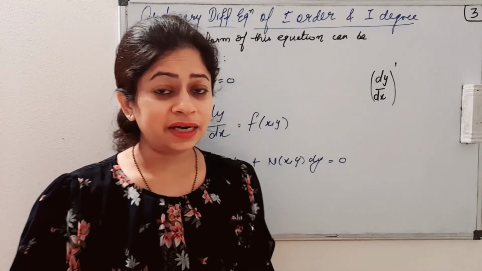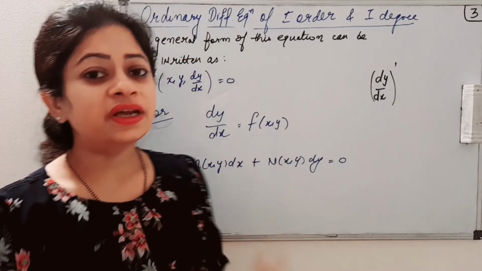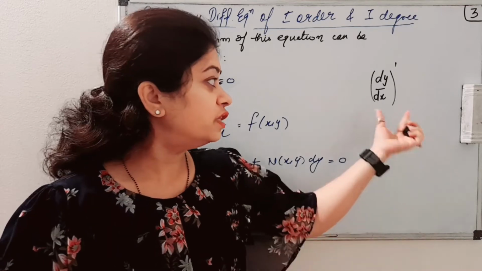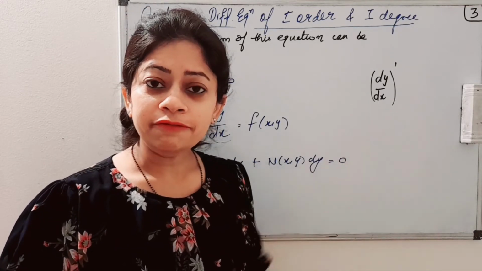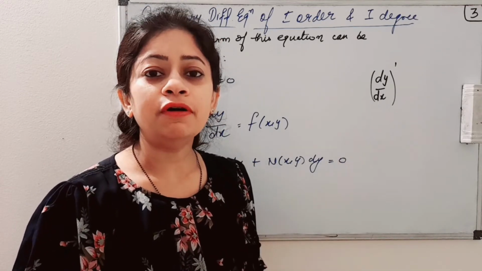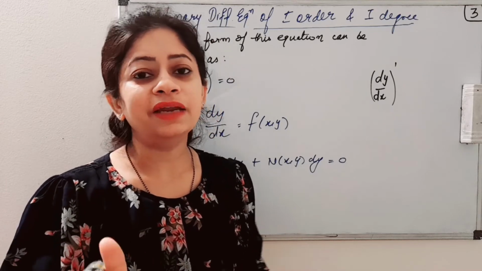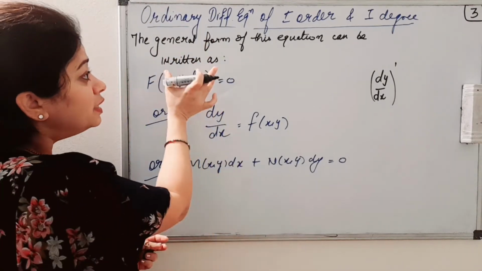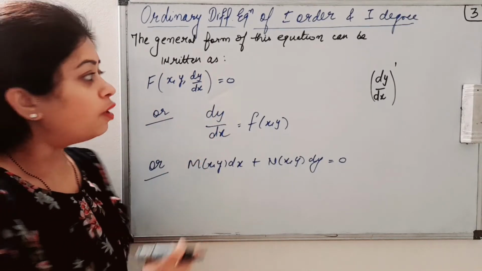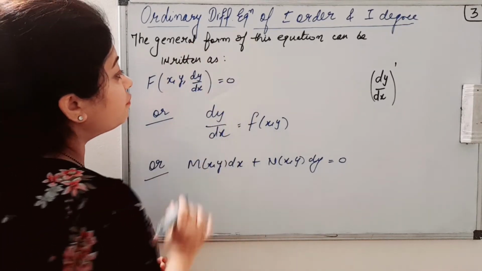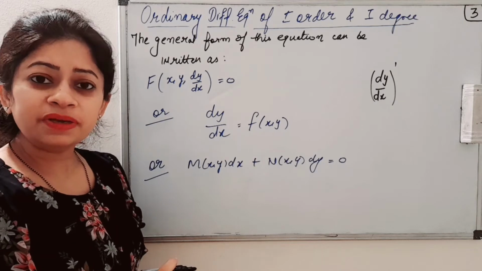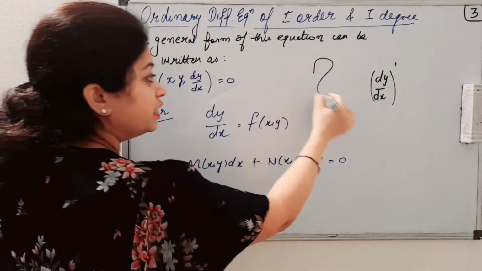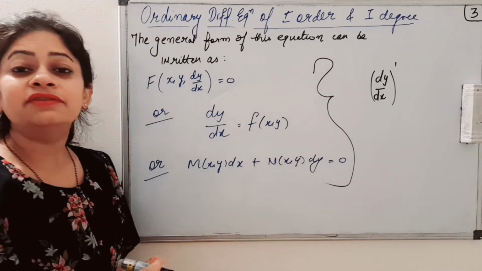That means in this lecture we are studying differential equations of this type only, in which we will get a derivative of first order and the degree of the derivative will be 1 only. Okay. So this is the general form of a differential equation of first order and first degree. How can we represent it? We can represent this equation in three ways.